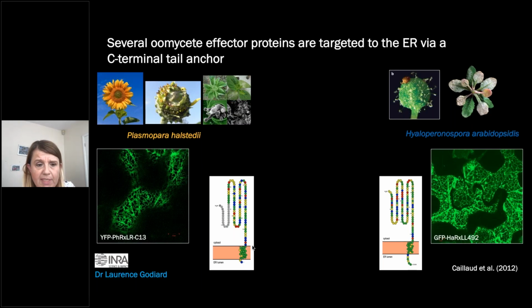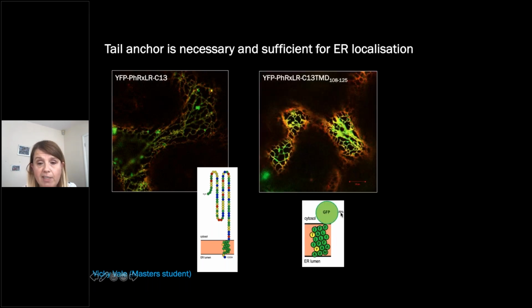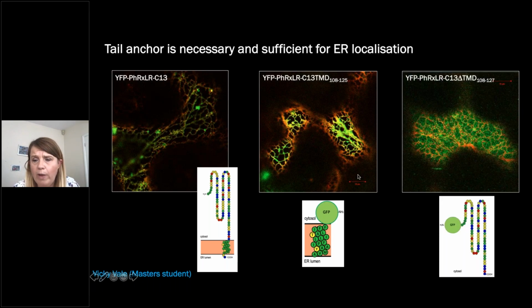So we looked into this in a bit more detail, and last summer, I had a really good, really capable master's student called Vicky, and what she did is she looked at different truncations of one of these oomycete effectors, one of the sunflower downy mildew effectors. What she did first was to clone the transmembrane domain on its own and fuse it to GFP. And when she expressed this transiently in Benth, she saw that it was still capable of localizing to the ER. However, when she cloned the cytosolic portion of the protein without its transmembrane domain, it no longer showed ER localization, but instead was expressed diffusely throughout the cytoplasm. So as a result of this quite simple experiment, we concluded that this C-terminal tail anchor was both necessary and sufficient for the ER localization of this effector.